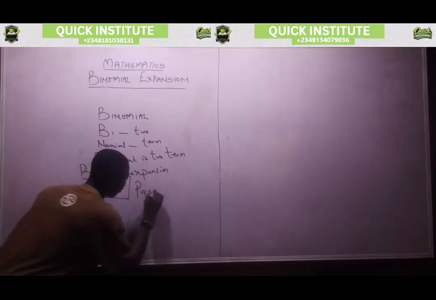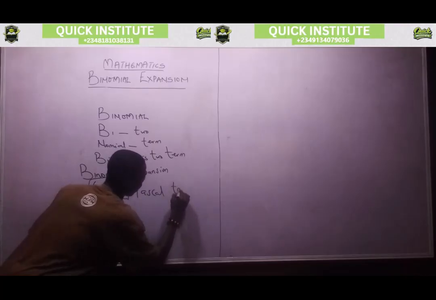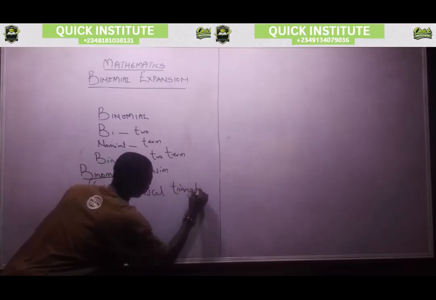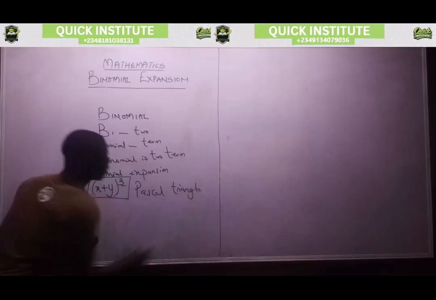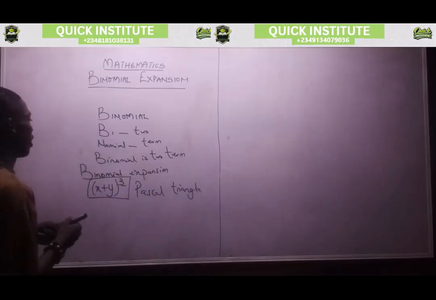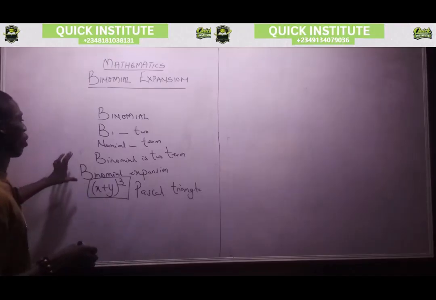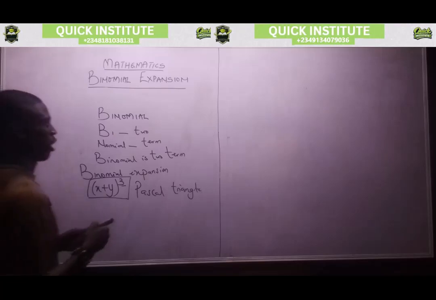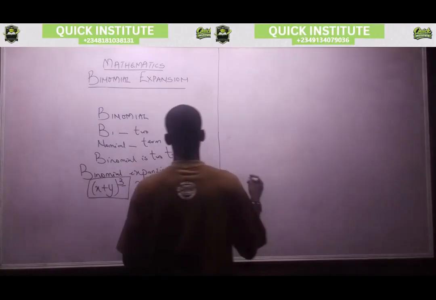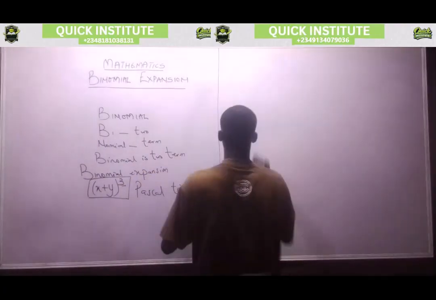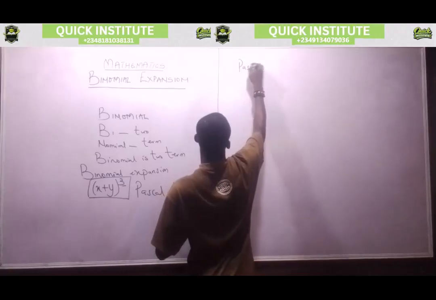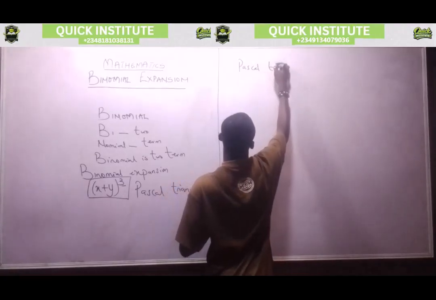Therefore, to do binomial expansion, we need what we call Pascal's triangle. This Pascal's triangle helps us for expanding a binomial expansion. So now let's move to the other part of the board and draw Pascal's triangle.